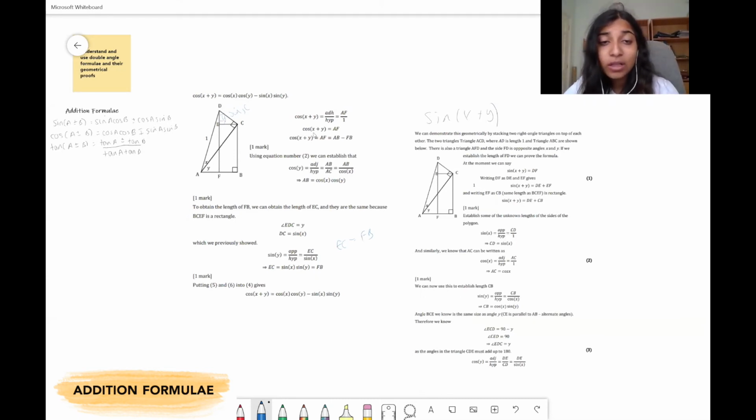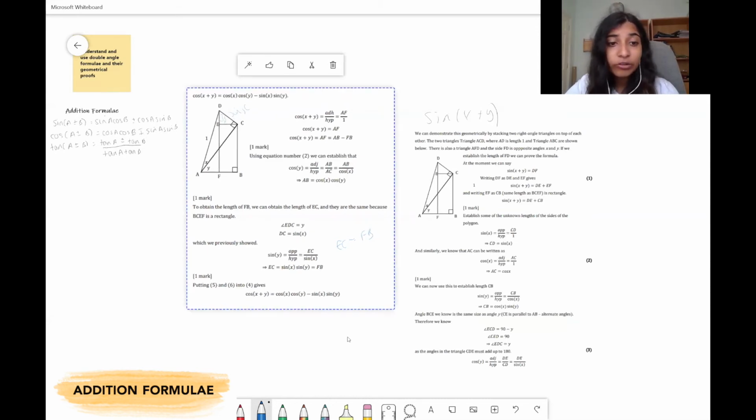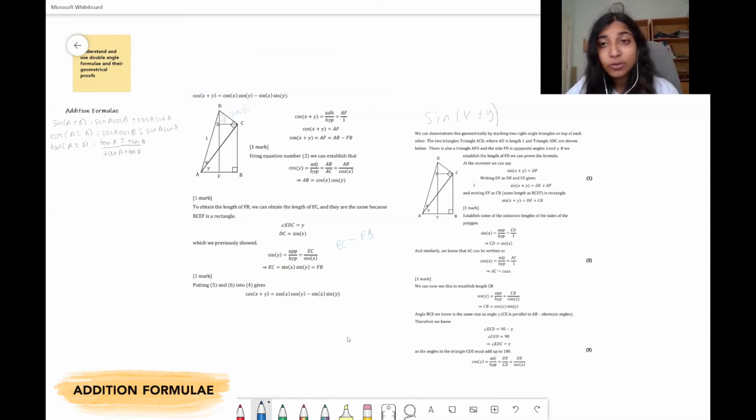So now that we've got the expression for AB, and we've also got the expression for FB, we can just plug them in here. So we get cos of x plus y is equal to AB, which is just cos x cos y, minus FB, which is just sine x sine y. So that's how you prove the addition formula for cos of A plus B. If you were to do cos of A minus B, you would just substitute this minus expression for an addition, so you just do the flip side.